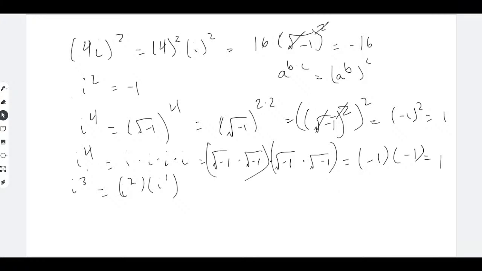Right. So I can say i cubed is equal to i squared times i to the first. And like I said before, this i squared term is a term you always want to be looking out for. You want to try to get that term if you're manipulating things. So this is i squared times i to the first. And then i squared, do you remember what that was equal to?